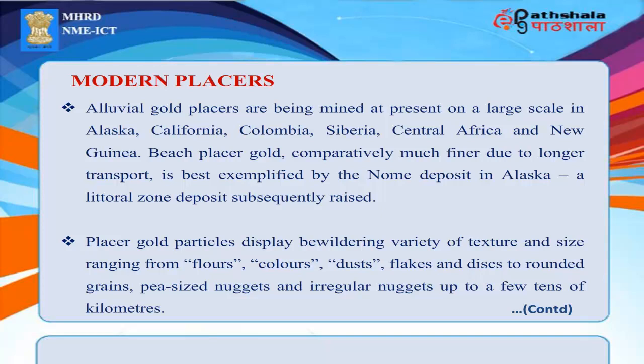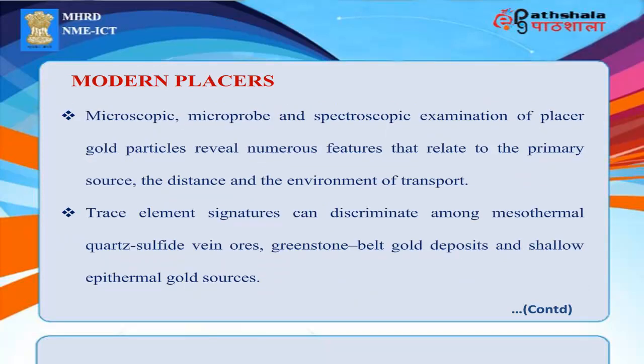Placer gold particles display a bewildering variety of texture and size, ranging from flours, colors, dusts, flakes, and discs to rounded grains, pea-sized nuggets, and irregular nuggets up to a few tens of kilograms. Microscopic, microprobe, and spectroscopic examination of placer gold particles reveal numerous features that relate to the primary source, the distance, and environment of transport. Trace element signatures can discriminate among mesothermal quartz sulfide vein ores, greenstone belt gold deposits, and shallow epithermal gold sources.